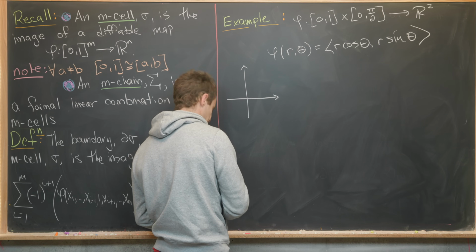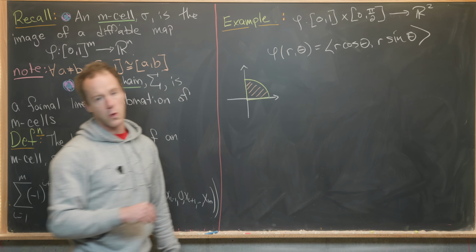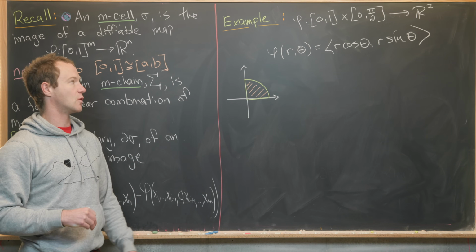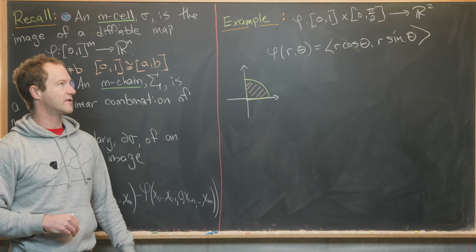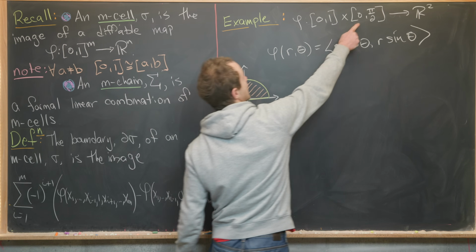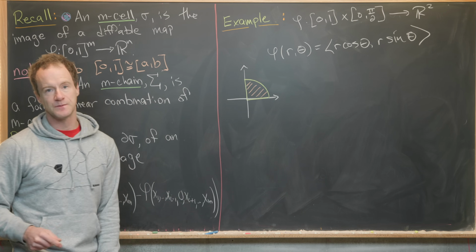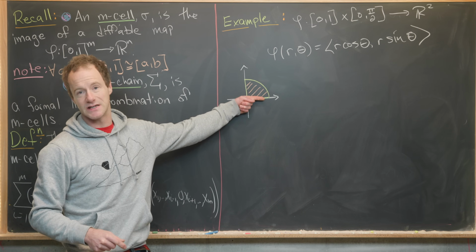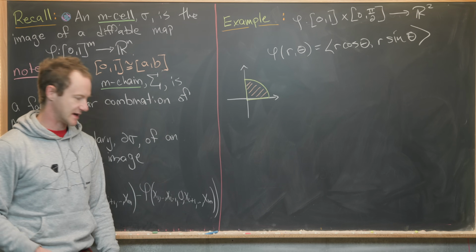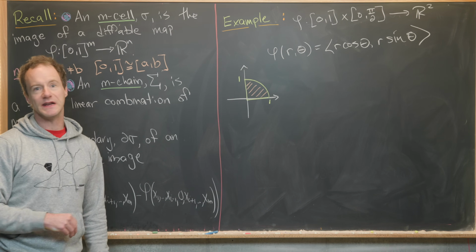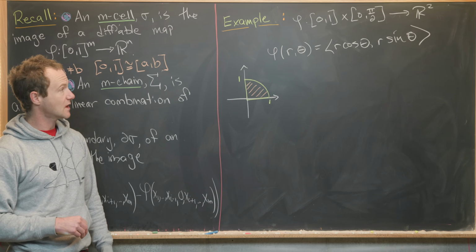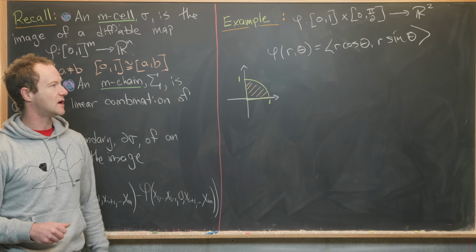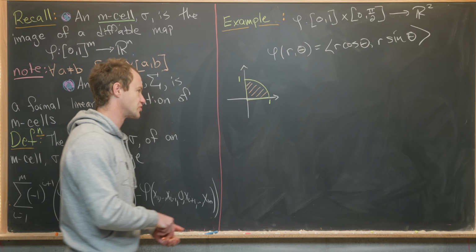So we'll have this quarter of a disk in the first quadrant. And why is it a quarter of a disk? Because we're just going from theta 0 to pi over 2. So that just takes us from this positive x-axis to this positive y-axis. And I'll point out here that my radius is just 1. Okay, great. So now let's move on to calculating the boundary here.